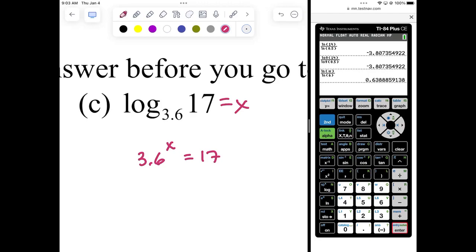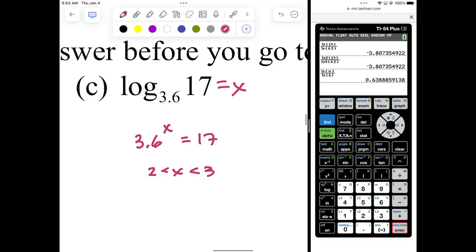Well, 3.6 to the first is 3.6. That's too small, right? 3.6 squared, that's going to be too small still, because 3.6 is like 4, and 4 squared is 16, which is too small. So it's going to be bigger than 2. What about 3? That might be too big, right? So I'm thinking it's between 2 and 3. I'm thinking that this is between 2 and 3.